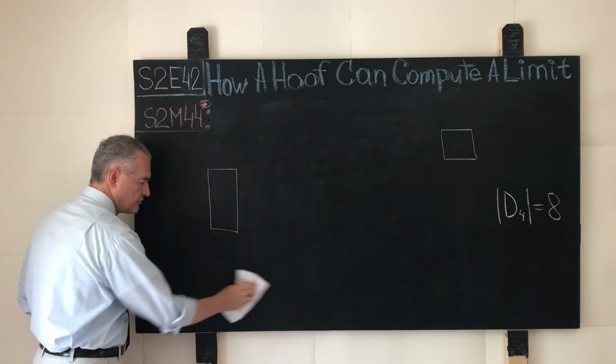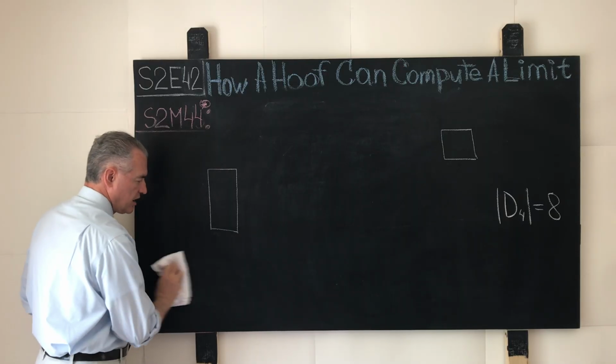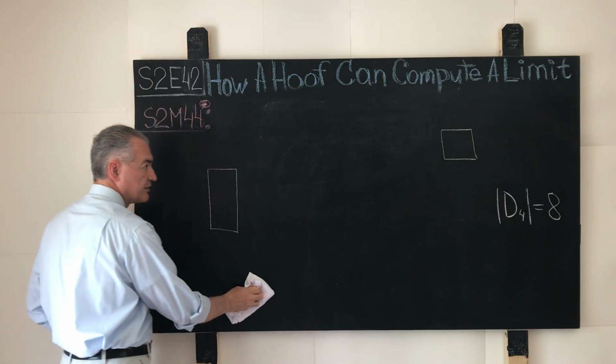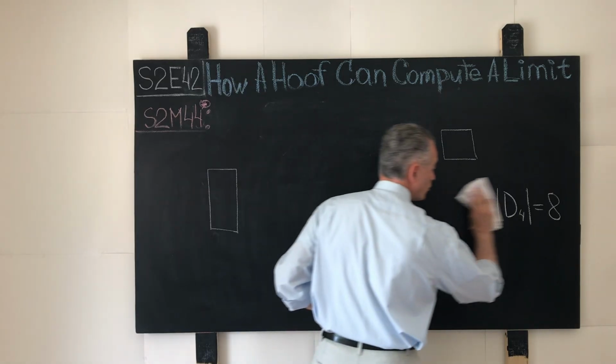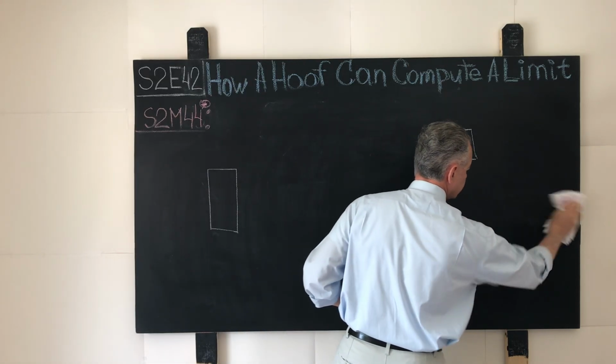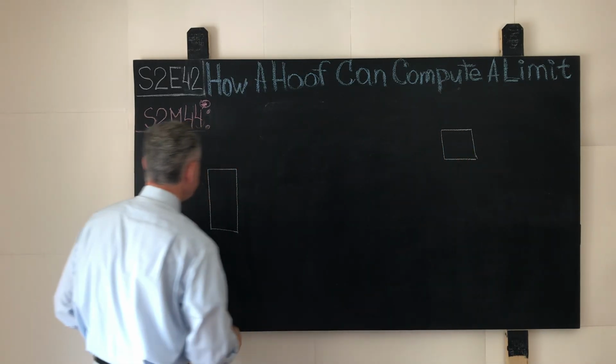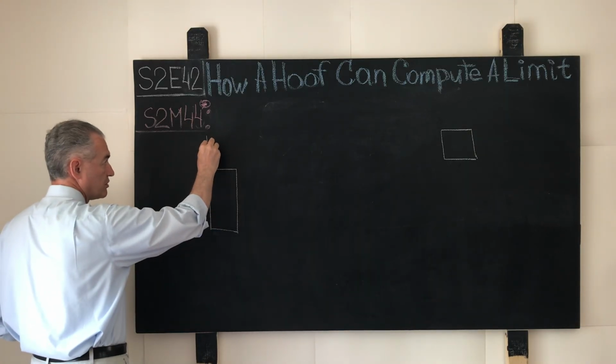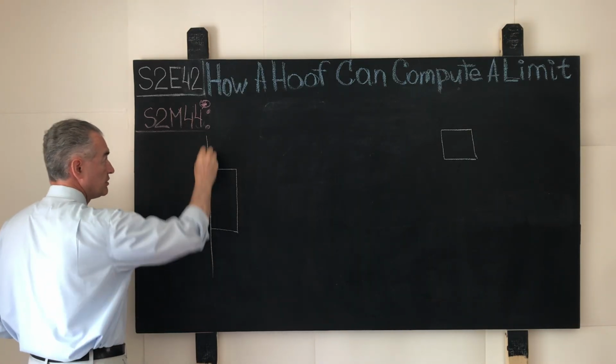Now we take at first a rectangle that is not a square, and we rotate it about one of its, let's say, longer sides. Let's say we rotate it about this side right here.